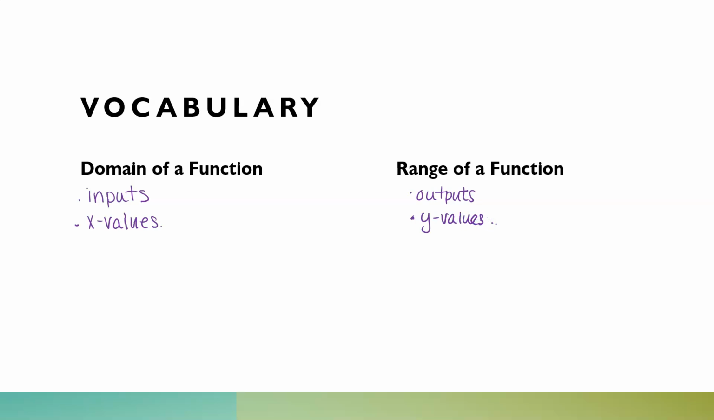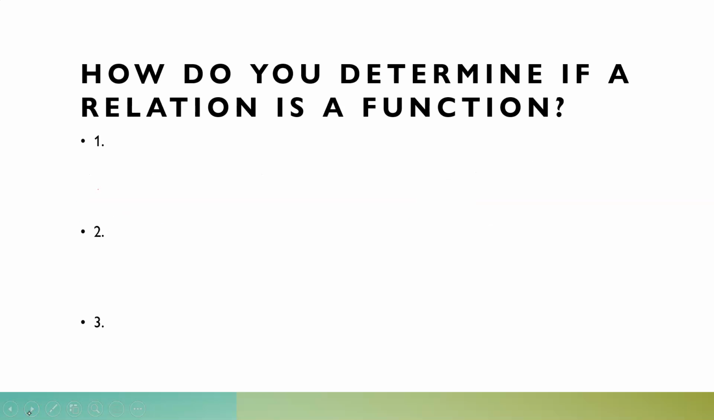The next part says, how do you determine if a relation is a function? There are a couple of ways you can tell. You can use the vertical line test. If you draw a vertical line on any graph and it intersects the graph at more than one point, it fails and it's not a function. You can check to see if every input has exactly one output. If it has more than one, it's not a function.